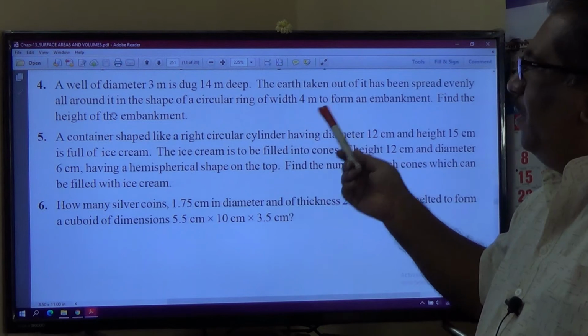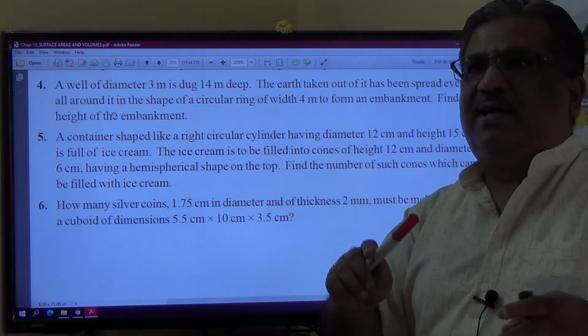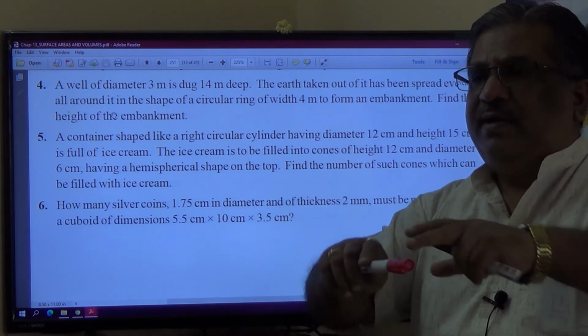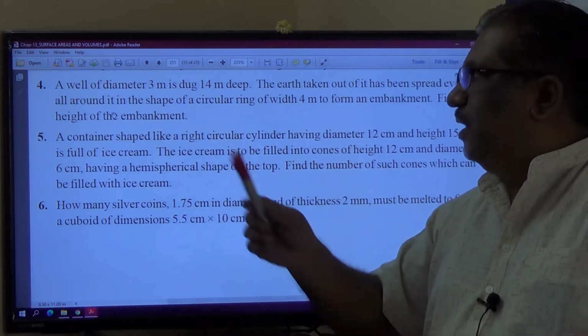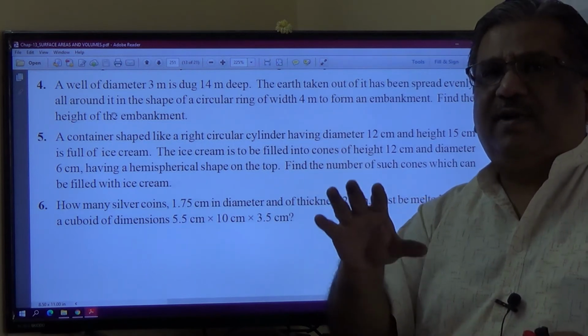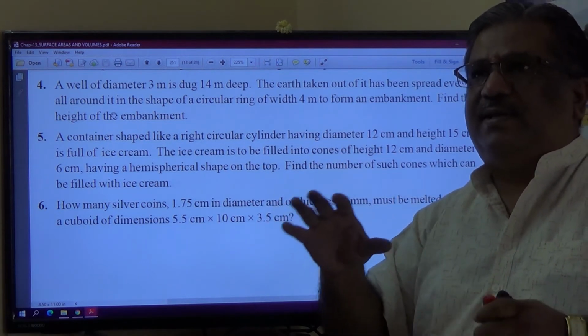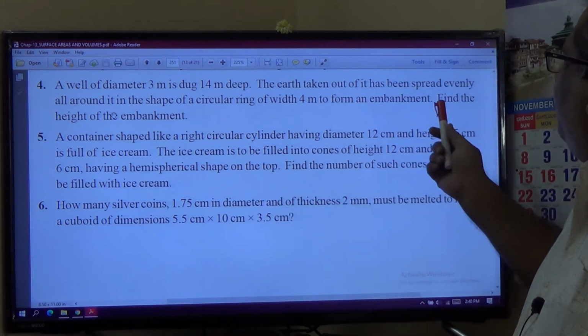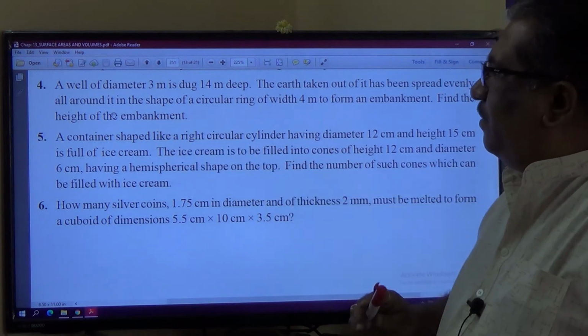Embankment means all this mud, the earth which is dug, the mud which has been taken out, is surrounding the given well of diameter 3 meter. So it is also a kind of platform, we can say. Embankment is a kind of platform surrounding a particular well. So find the height of the embankment.